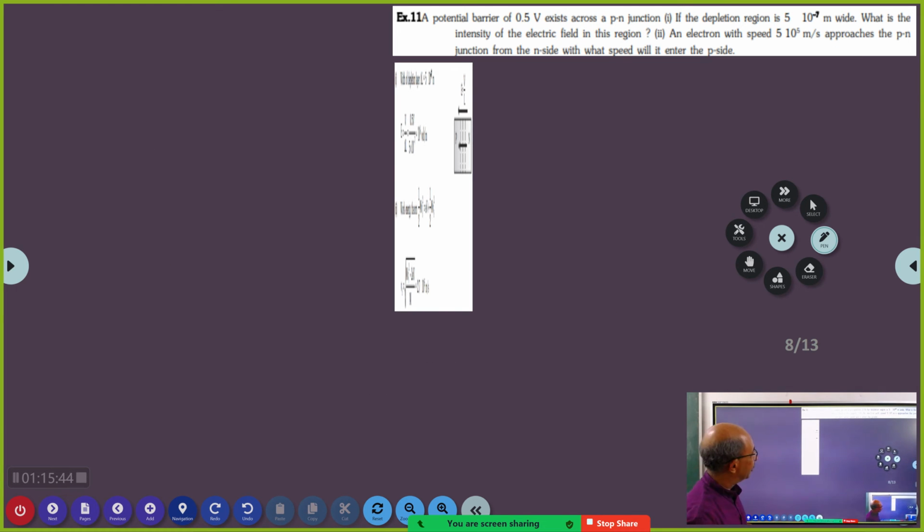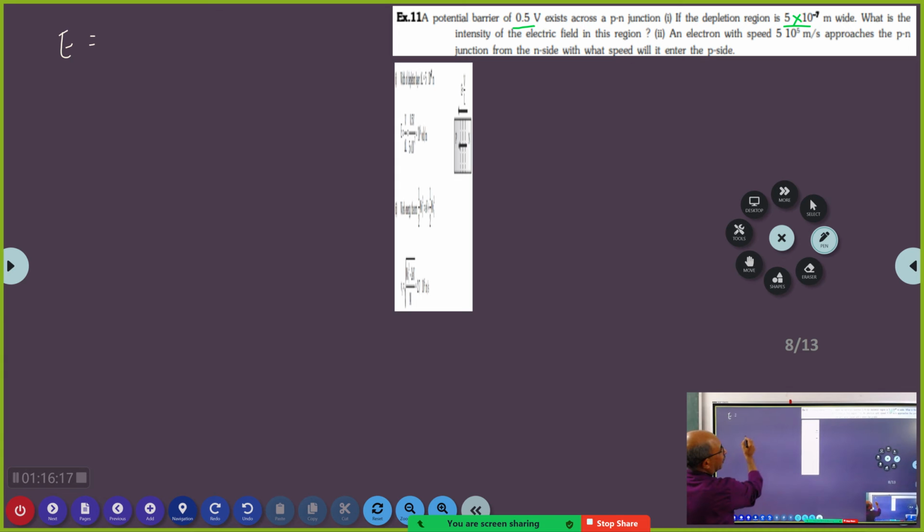A potential barrier of 0.5 volts exists across a PN junction if the depletion region is 5 into 10 to the power of minus 7 meters. What is the intensity of the electric field in the region? The electron with speed so and so approaches the PN junction from the N side. What is the speed after it enters the P side? So this potential barrier voltage is given, width is given. So V by L gives you the electric field, isn't it?